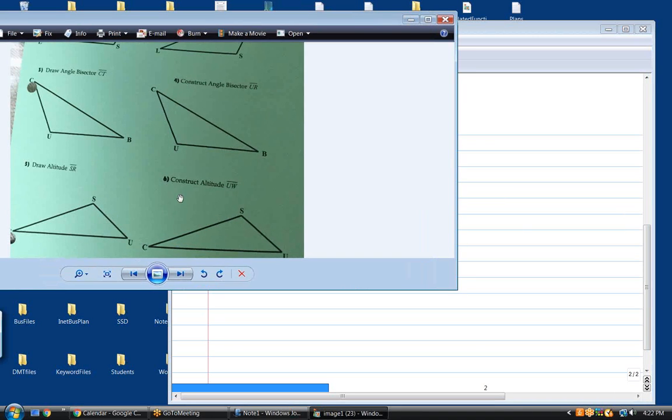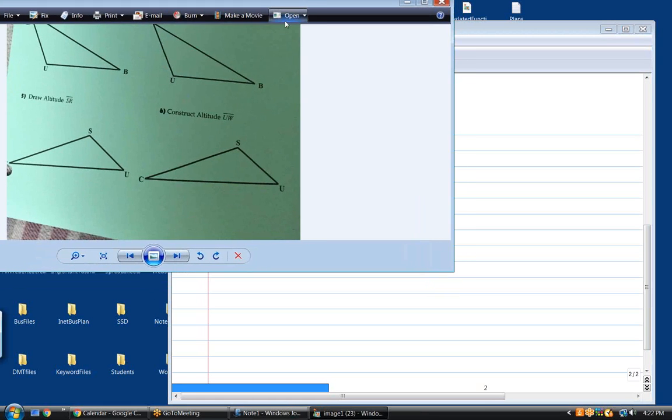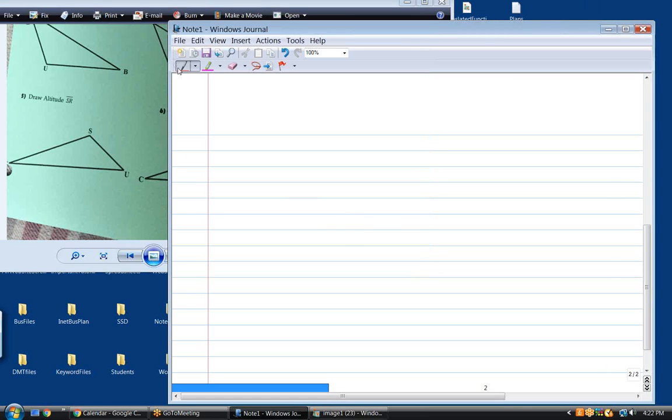Let's see what they got for 5. Draw an altitude. Okay, I think I can figure out how to do this, even if I don't remember. What's amazing is how many geometry students I have and how rarely I have to do this.